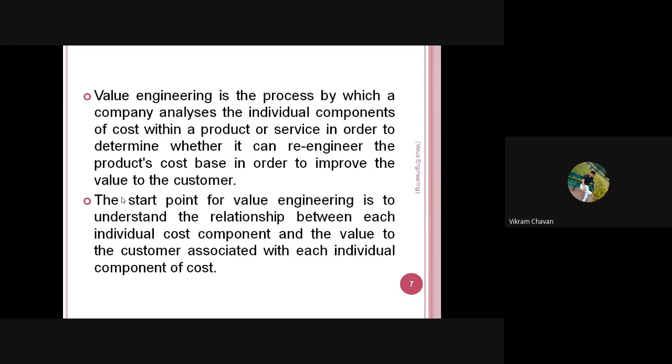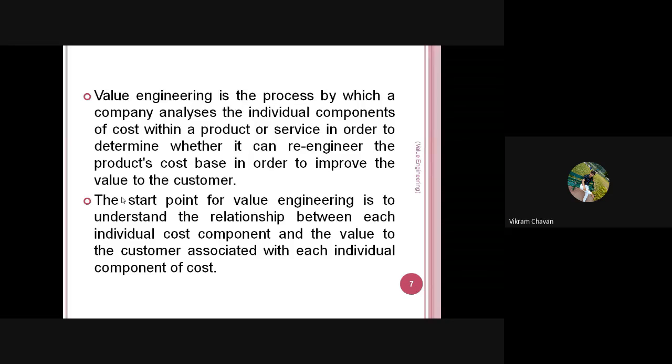Okay, so here the value engineering is explained thoroughly. Value engineering is nothing but, first of all, you need to identify the component, and you have to determine whether it is required to re-engineer to reduce the cost of the product or not. If it is possible, then how much cost will be saved, and whether it will be helpful to increase the value for the customer for that particular product. And the start point for value engineering is to understand the relationship between individual cost component and the value to the customer associated with each individual component of a cost.